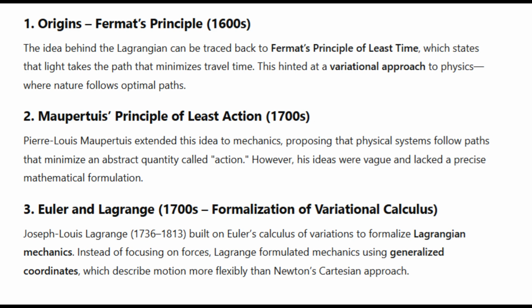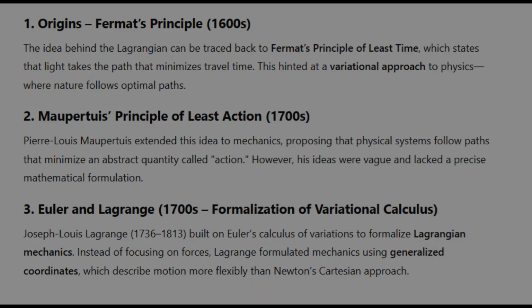3. Euler and Lagrange, 1700s, formalization of variational calculus. Joseph Louis Lagrange, 1736 to 1813, built on Euler's calculus of variations to formalize Lagrangian mechanics. Instead of focusing on forces, Lagrange formulated mechanics using generalized coordinates, which describe motion more flexibly than Newton's Cartesian approach.